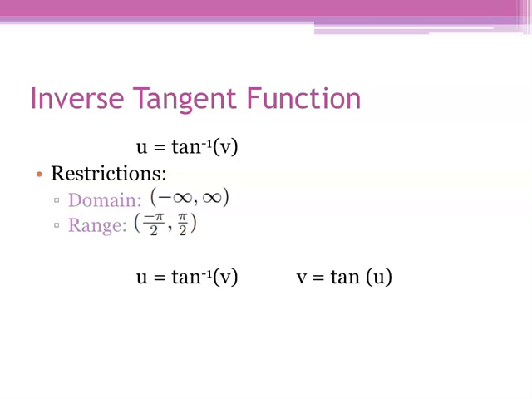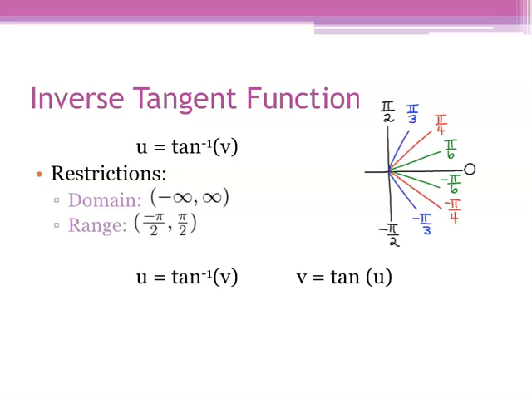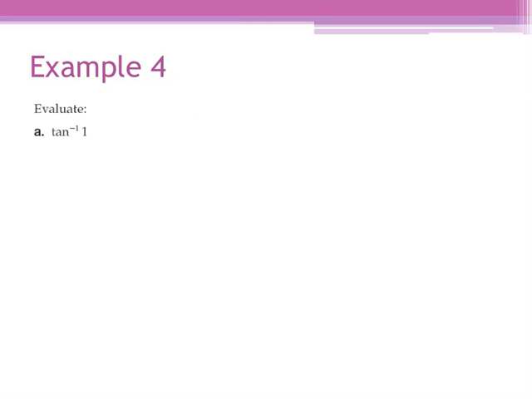Okay, and then the range being between -pi over 2 and pi over 2, that is in quadrants 1 and 4, just like with inverse sine. All right, we have one more example. Evaluate tan inverse of 1. Okay, so tan inverse of 1 equals theta.